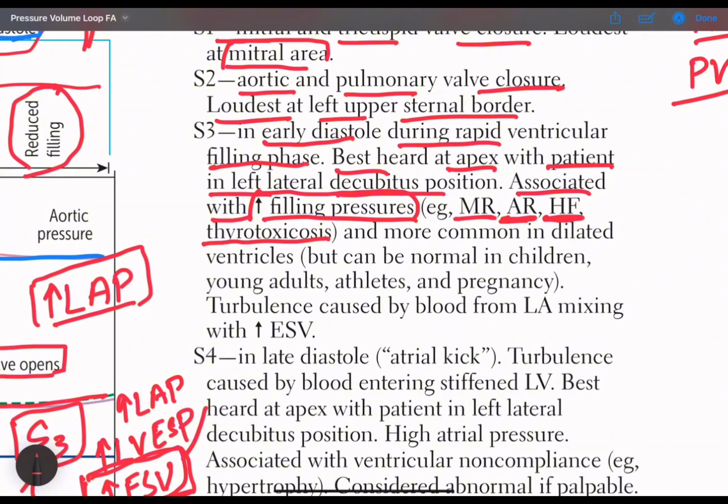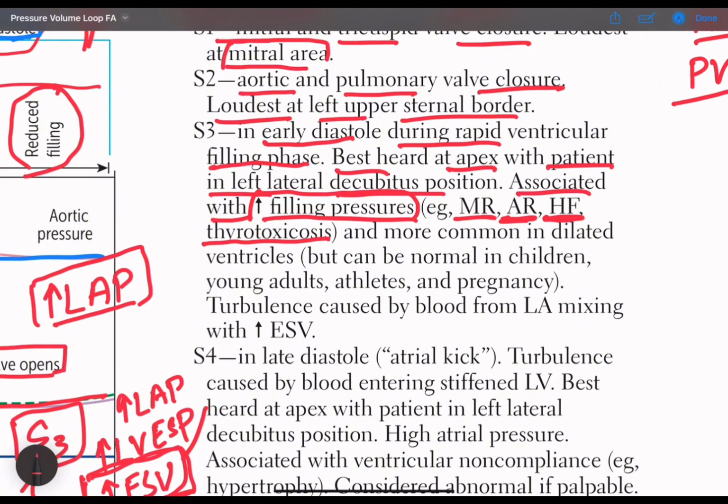In mitral regurgitation, the blood starts leaking. Instead of going through the normal pathway from the left ventricle into the aorta, some blood leaks from the left ventricle into the left atrium. In aortic regurgitation, the blood from the aorta leaks back into the left ventricle, which leads to increased filling pressure. In heart failure, the heart has lost its capability to pump blood from the left ventricle, which leads to increased filling pressure, while in thyrotoxicosis we have increased venous return.